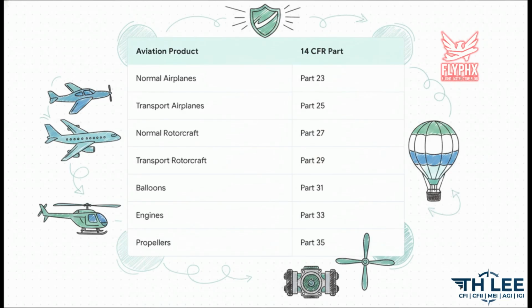So if you're flying a standard training airplane, something in the normal, utility, or acrobatic category, that falls strictly under 14 CFR Part 23. But say you step onto a massive commercial airliner. That transport category airplane is governed by Part 25. Rotorcraft, they've got their own specific rules under Parts 27 and 29. Manned free balloons sit at Part 31. And it doesn't even stop at the airframe itself. Aircraft engines are fiercely regulated under Part 33, and the propellers under Part 35. These highly precise, compartmentalized regulations, they are literally the blueprint that guarantees your safety in the sky.